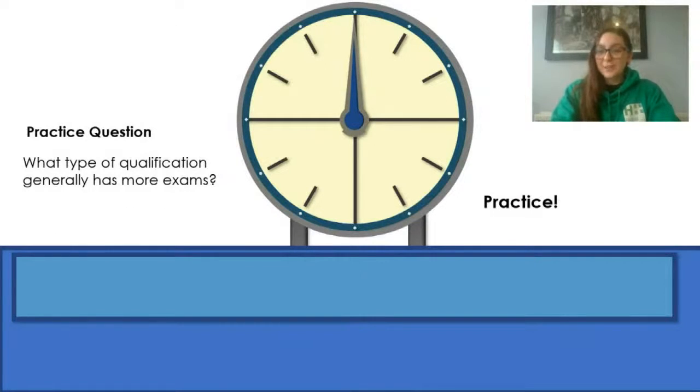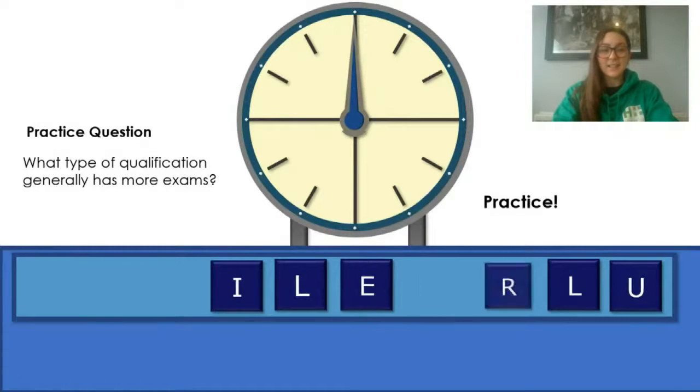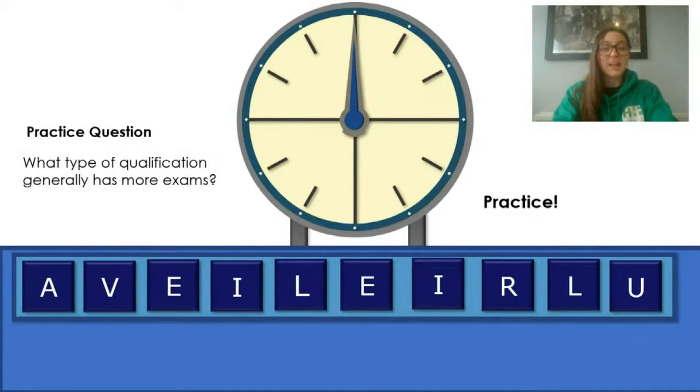Let's do a practice question. Have you got your pen and paper at the ready? Okay, so practice question. What type of qualification generally has more exams? Here are your letters. 30 seconds on the clock. Have a look at the letters. Think about a qualification you might do where you might have to take a few more exams than normal. Look at those letters. Our countdown is on. Don't forget, guys, it's just a practice.